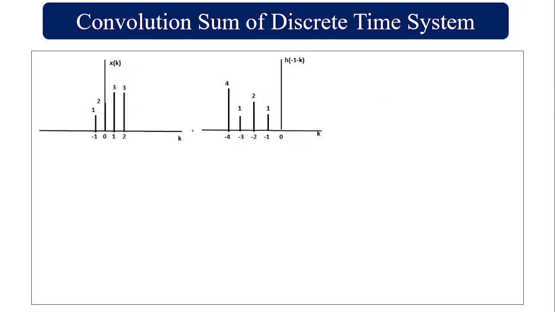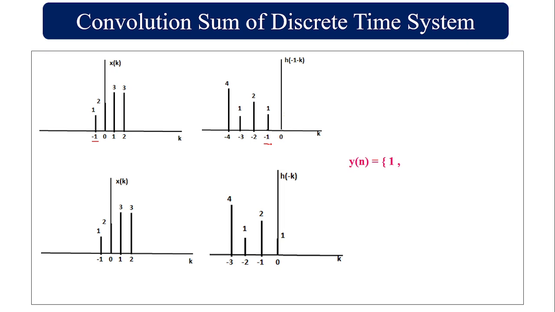So now I'll be multiplying these two values. So corresponding values has to be multiplied. So only one corresponding value, minus 1 and minus 1 here. So 1 into 1, your y of n will be 1. Again x of k and h of minus k. Here the corresponding values I have are 2, minus 1 and 0 here. So 2 into 1 and 1 into 2 and 2 into 1, it's going to be 4.